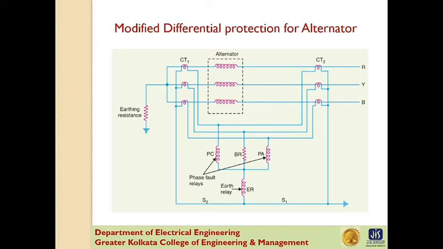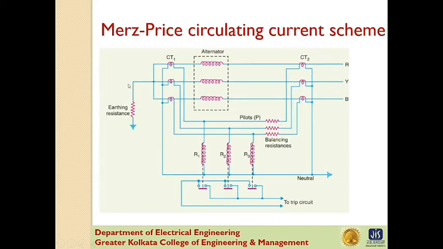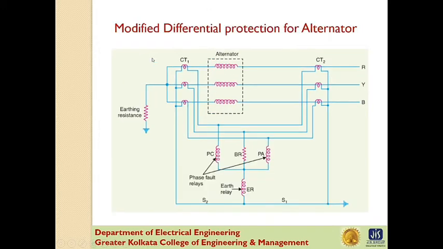However, too low a relay setting is undesirable for reliable stability on heavy through-phase fault. In order to overcome this difficulty, a modified form of differential protection is used in which the setting of the earth fault relay is reduced without impairing stability. In this figure, you can see the modified form of differential protection for alternator.